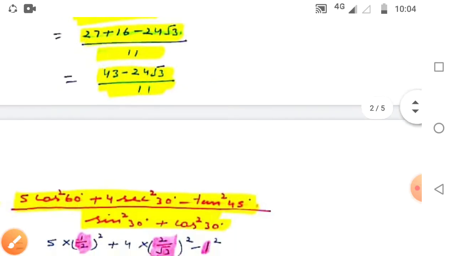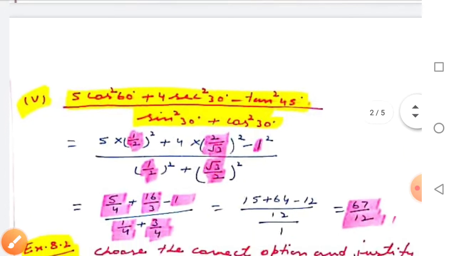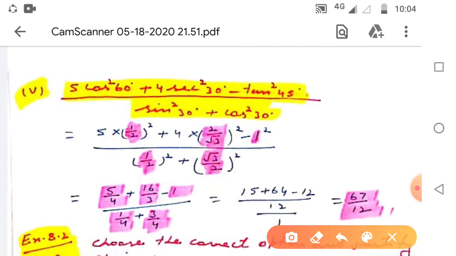Clear? Now come to the fifth part of this, and the fifth part is 5 cos² 60 plus 4 sec² 30 minus tan² 45 upon sin² 30 plus cos² 30. So 5 into cos² 60, that is (1/2) whole squared, plus 4 into (2/√3) whole squared minus 1 squared, and sin 30 is (1/2) whole squared, and cos² 30 is (√3/2) whole squared. Now open it, and finally we get 67/12.